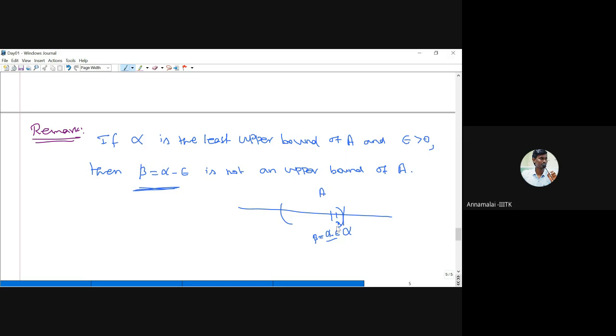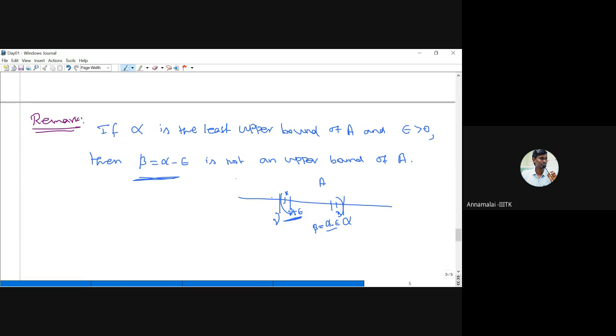Similarly, suppose we have a lower bound. Suppose you are adding some positive number, then the resulting number need not be a lower bound. Suppose we have some gamma here. So suppose gamma is the lower bound. Suppose we add some positive number, we get some gamma plus epsilon. Then this number is not a lower bound. So that means what? We can find some other element here which is below gamma plus epsilon. So that is the meaning of least and greatest. Okay.